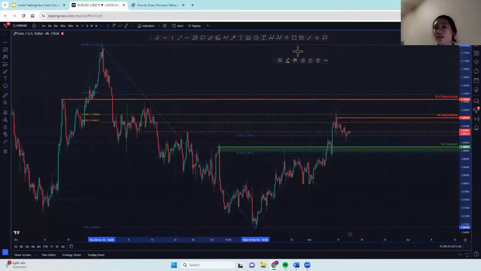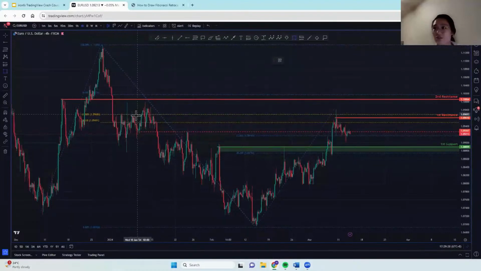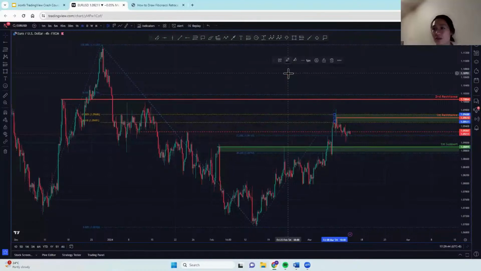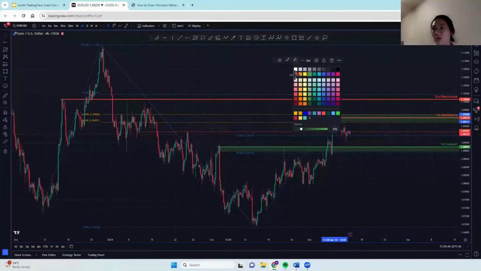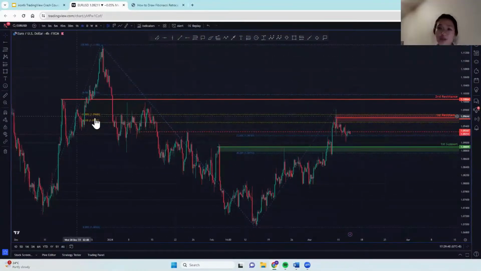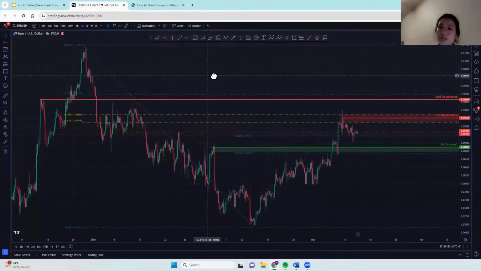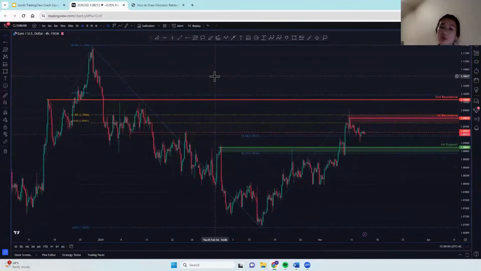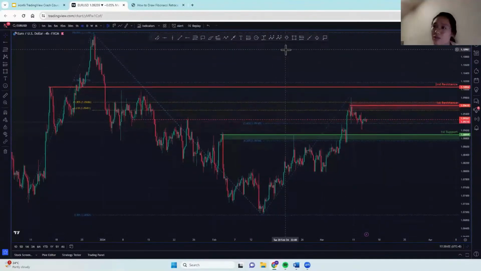And this box here is a box that I use to highlight the different levels. So here to here, since we have a confluence area with this 261.8 Fibonacci level. So confluence basically means that there's more than one Fibonacci level that lines up with our support and resistance. So that's just basically what a confluence is.